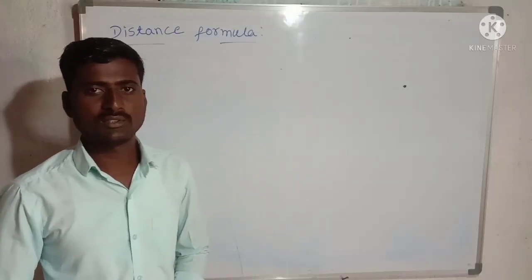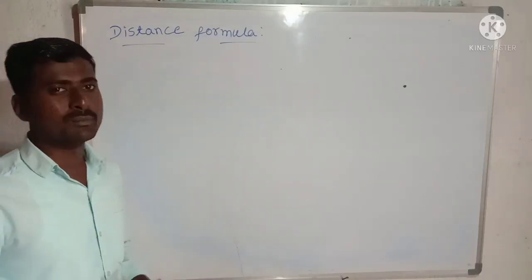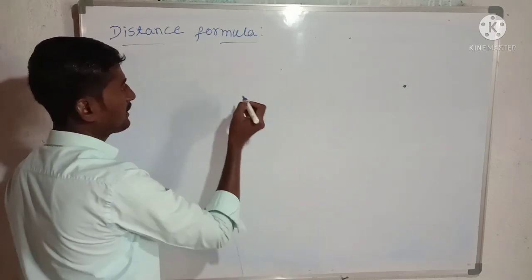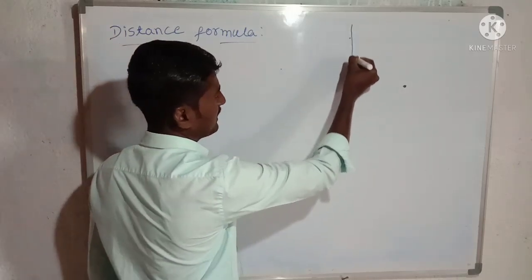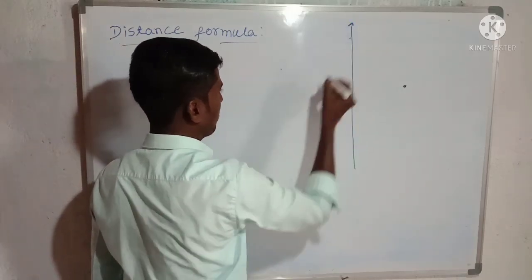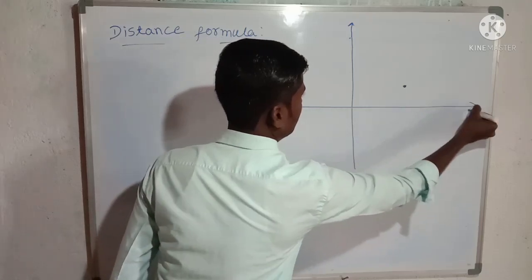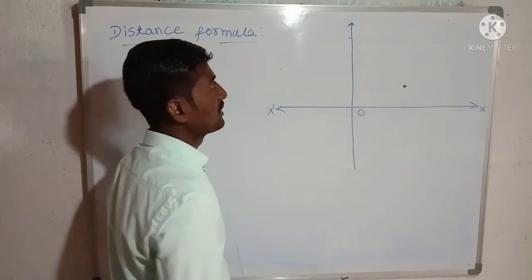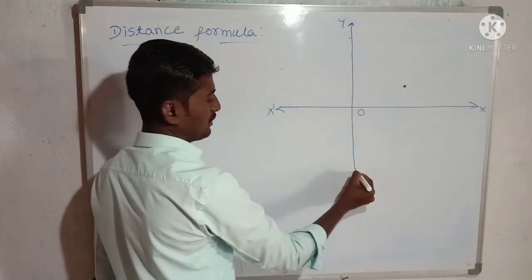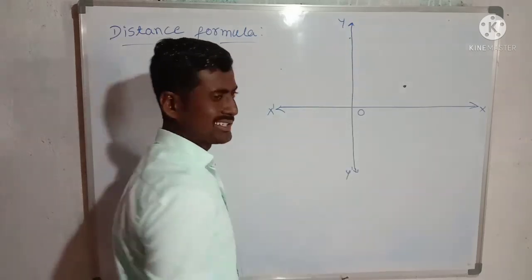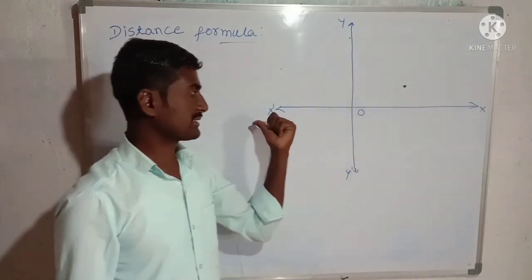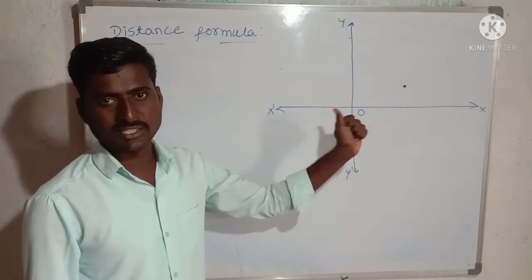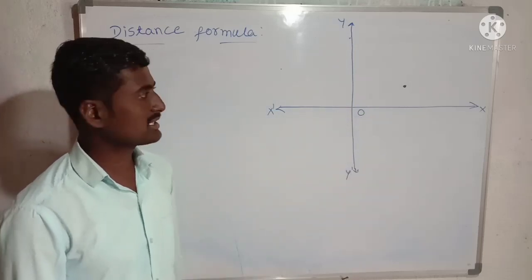Yes, students. Now the next concept is the distance formula. Now we'll consider the xy plane. So draw the figure. Let us consider the xy plane. This is the x-axis. This is the origin O. This is the y-axis. Y-O, Y dash is the y-axis. X-O, X dash is the x-axis. So the coordinates of the origin are 0, 0.